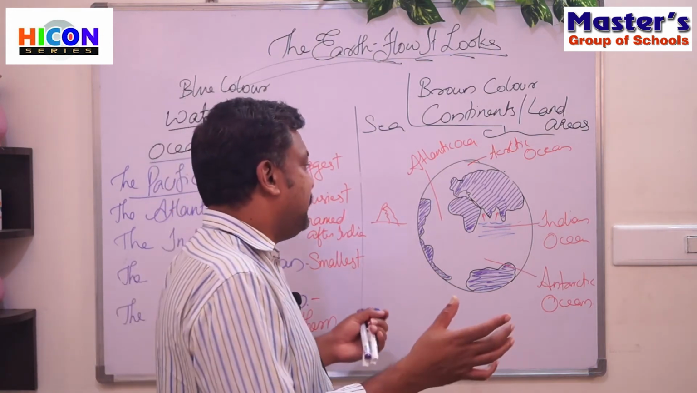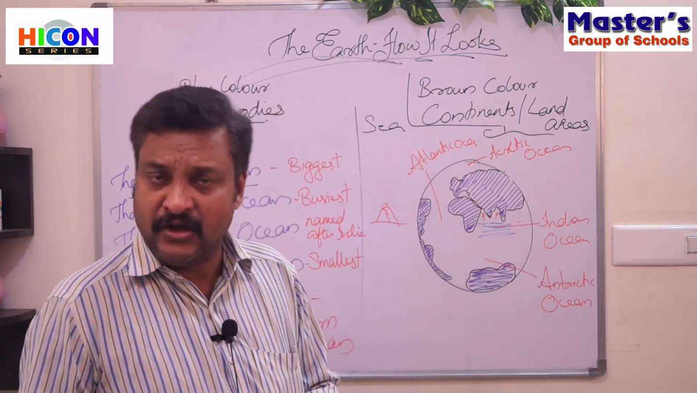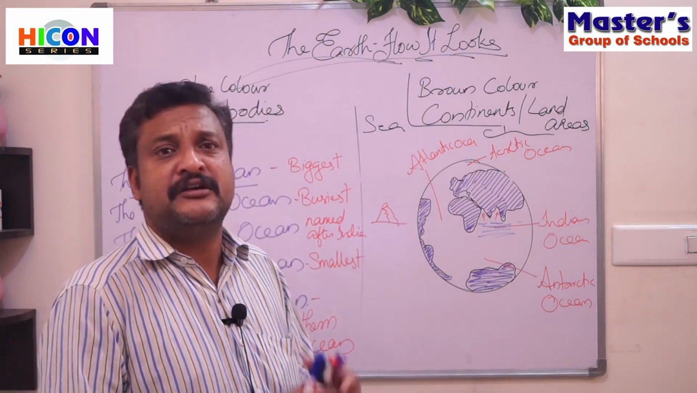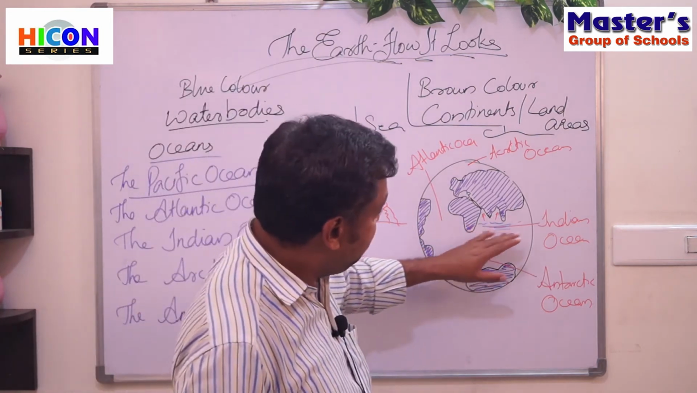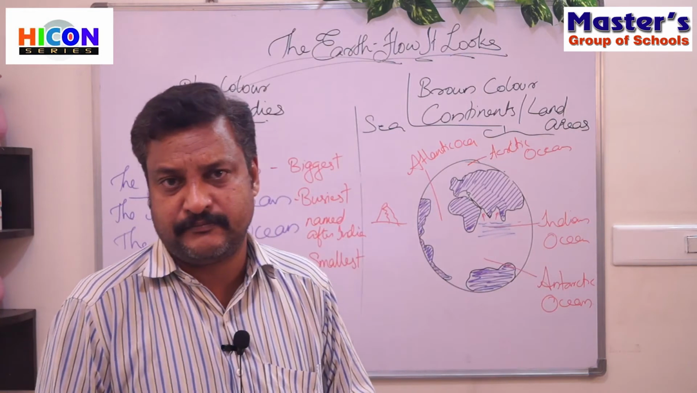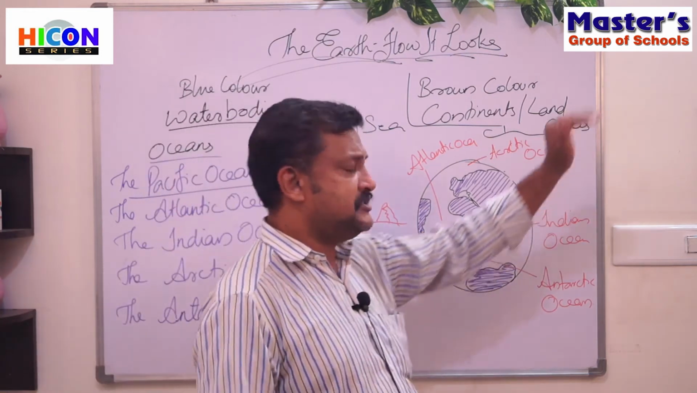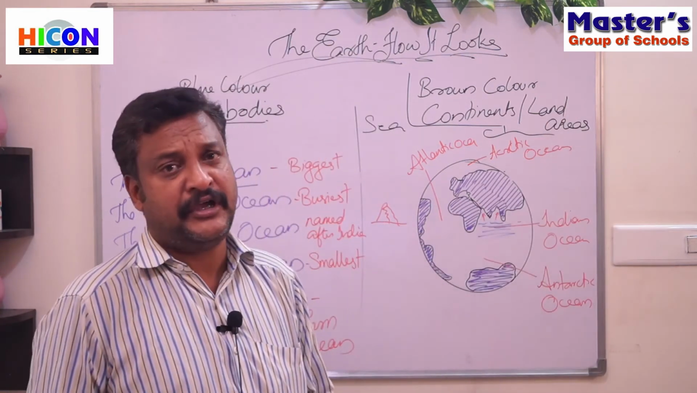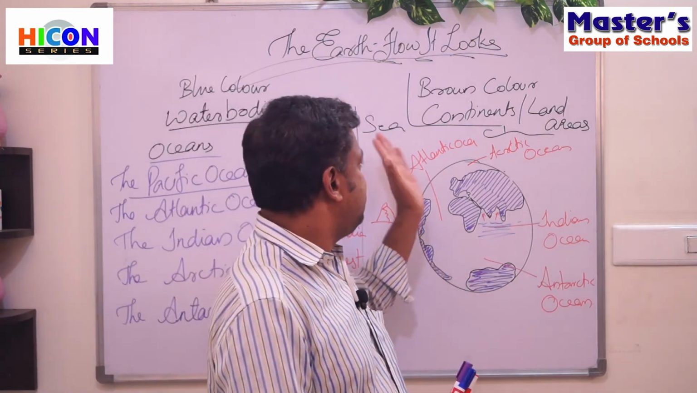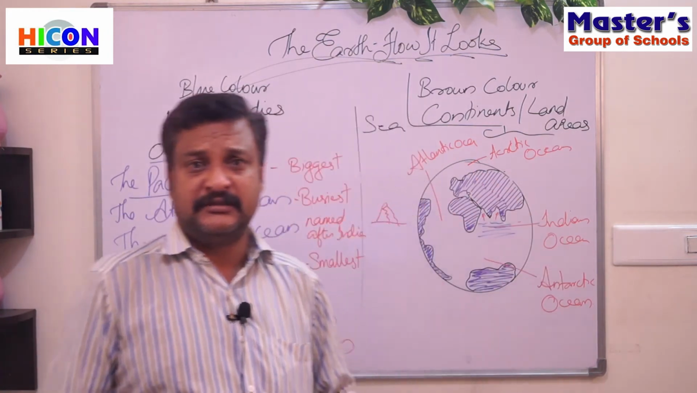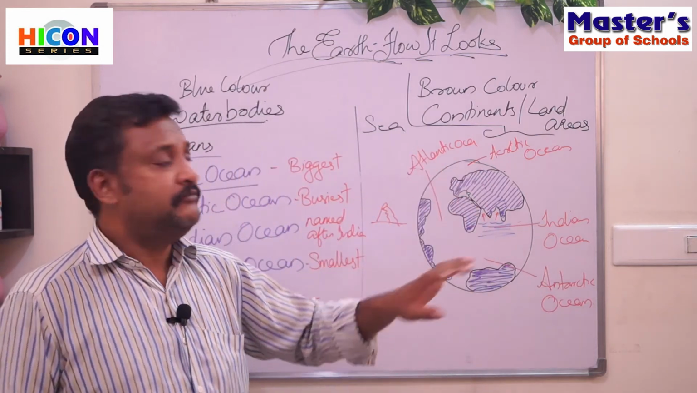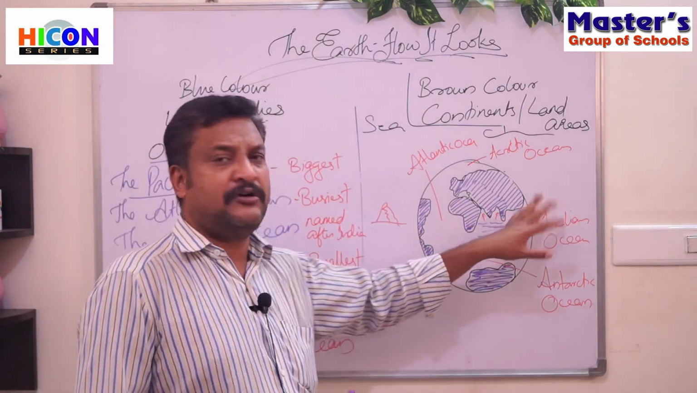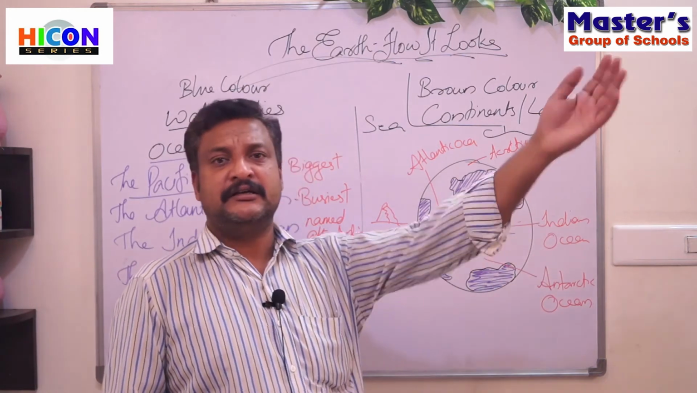So seas are comparatively much smaller than the oceans, and they are situated at the edges of these oceans. Seas are nothing else but smaller salt water bodies which are located at the edges of oceans, just like an extension.